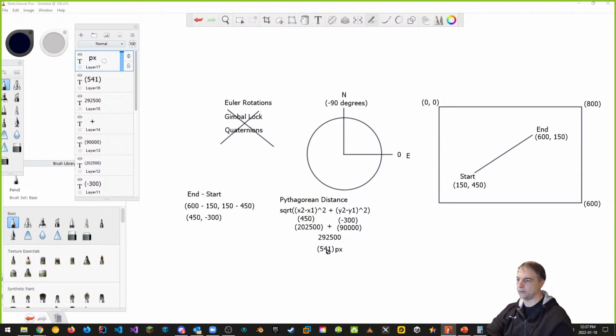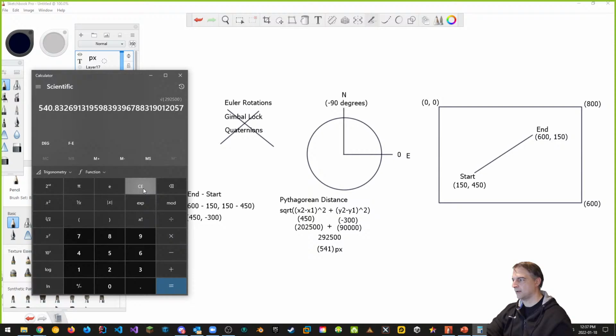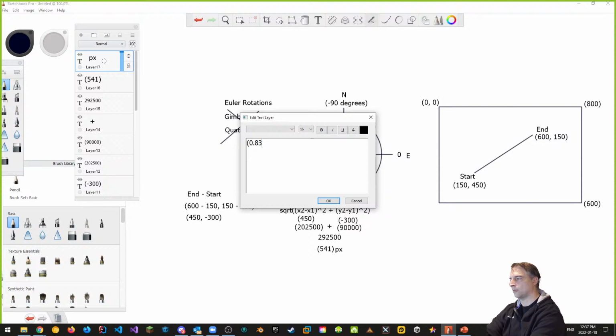So for the first one, we take 450 as an example. And we're going to use the values we have here, not the values in the calculator, divided by 541. And that's going to work out to 0.83. We need to keep this 0.83 roughly, right? So 0.83, we're going to put that in as the first part of our equation. And then the second part is minus 300 over 541, right?